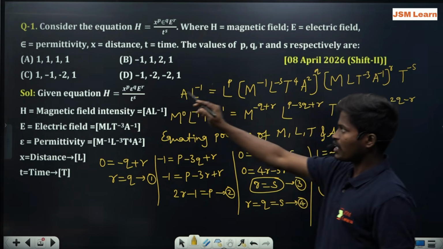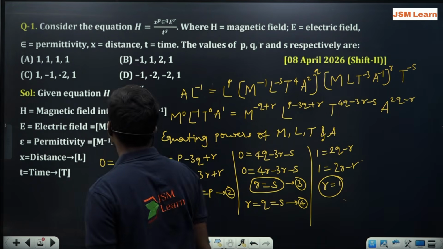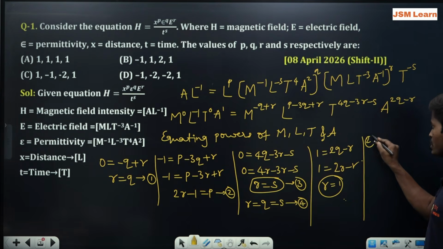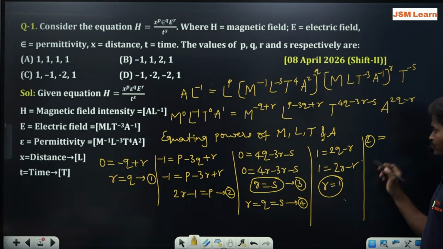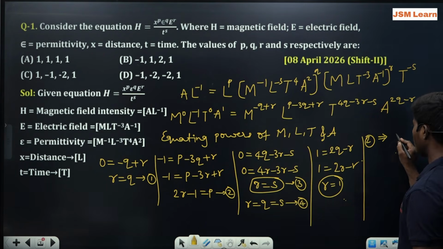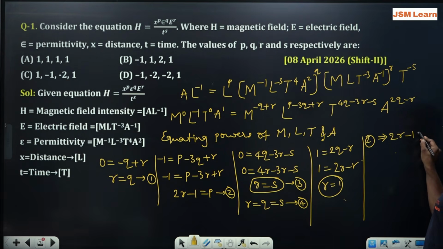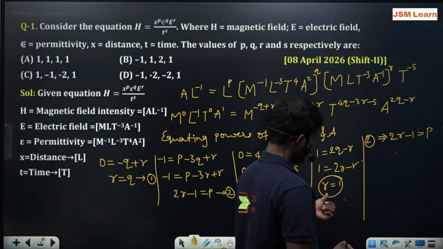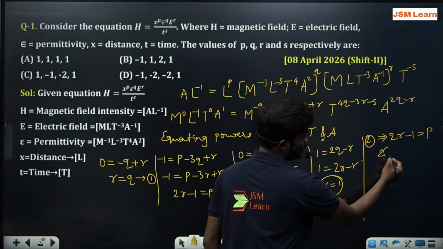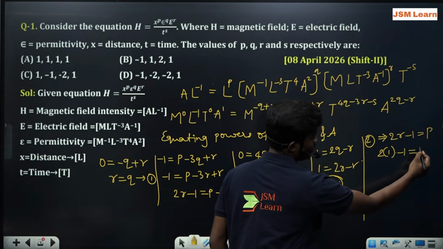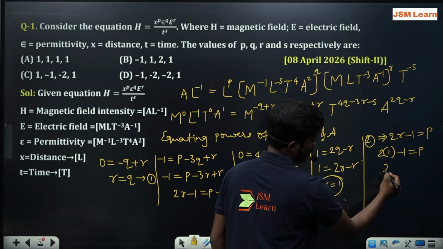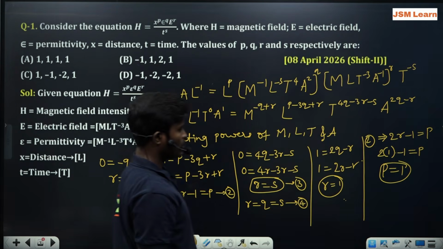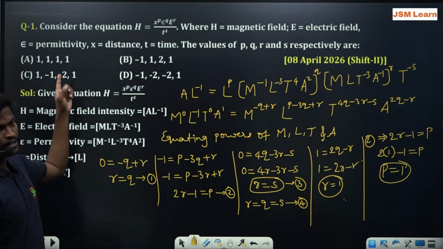From the options for r, q, s, only the first option matches. Even if you want to solve for p, from the second equation we can say 2r minus 1 equals p. In this we got the r value as 1, so 2 into 1 minus 1 equals p, so p equals 1. So from the options we can say p, q, r, s values are all 1.